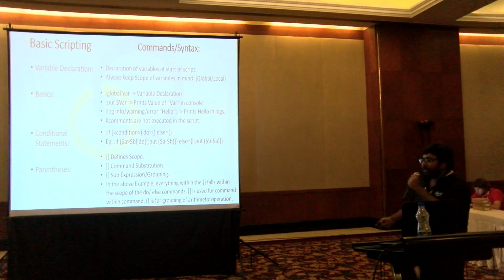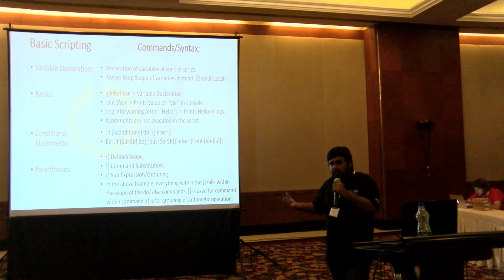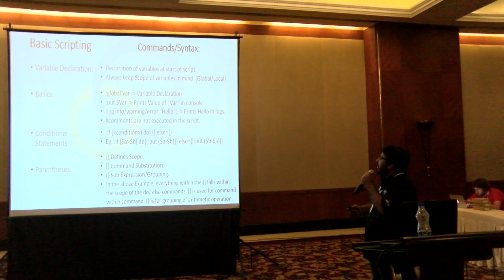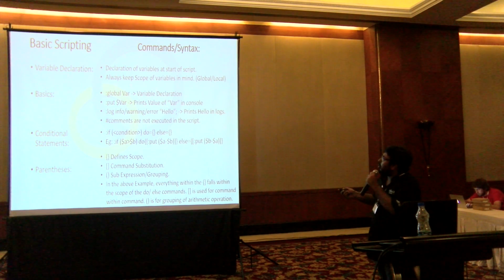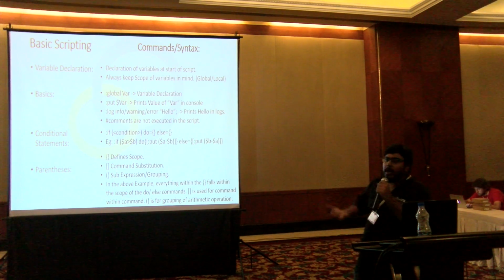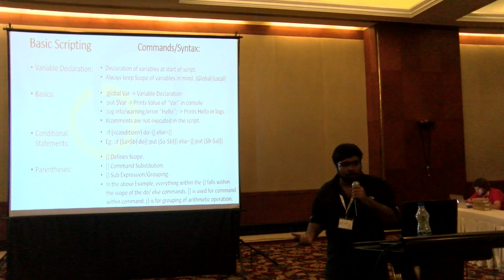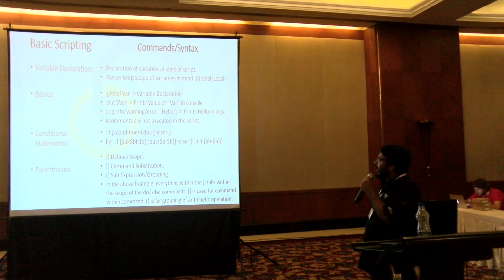Now variable declaration, as I was saying, we should always declare the variable at the start of the script for ease of understanding the script later on, and we should always keep the scope of the variables in mind. So if we try to access a local variable in another script than it was declared in, we will not be able to find the value. It will return an error, right?